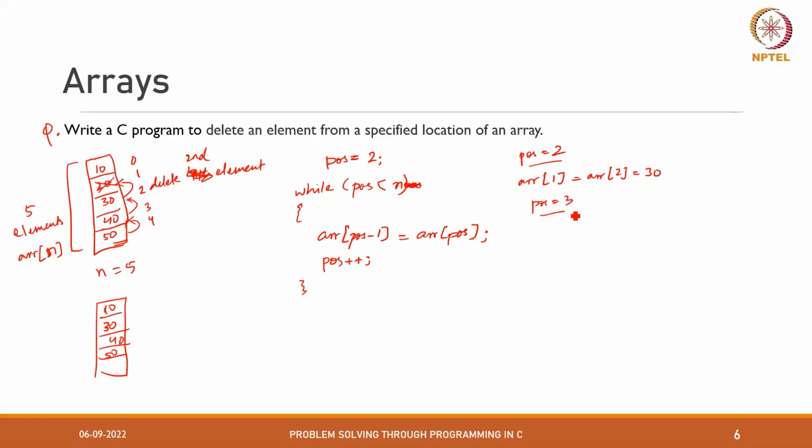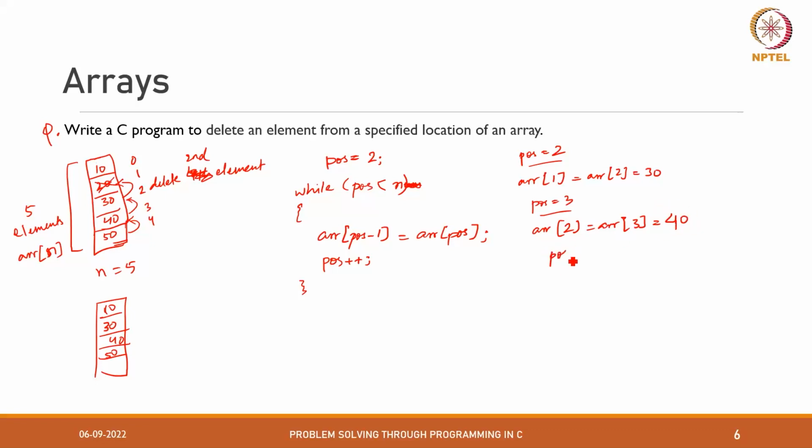Now for the next iteration, POS is equal to 3. We have done an increment operation here. So POS is equal to 3. Now POS minus 1 means 2. We'll have the value of ARR of 3, that is 40. So now 40 has also shifted.